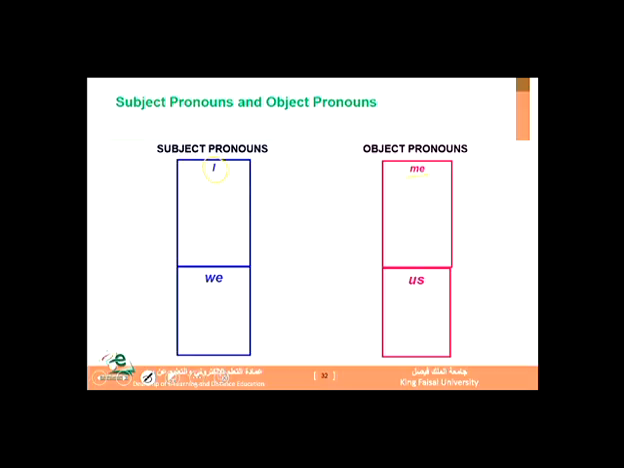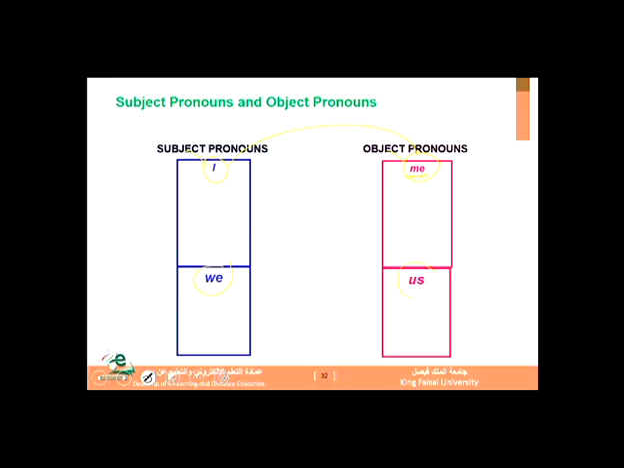Now, when this comes in the sentence where it is an object, it takes the form me. So I becomes me. In other words, I in the subject position changes into me in the object position. Similarly, we study English. Who studies English? We study English. So this is doing the job. This is doing the action. This is the subject of the sentence.